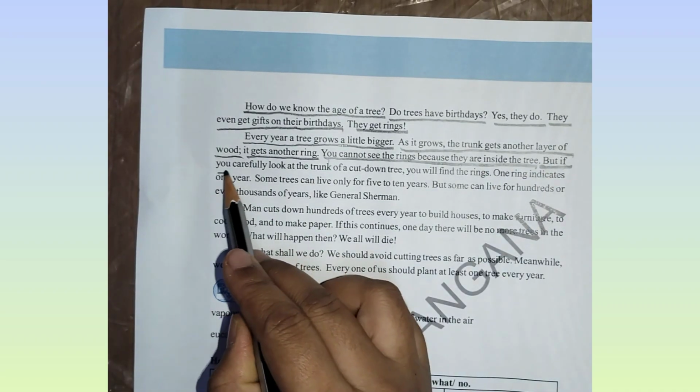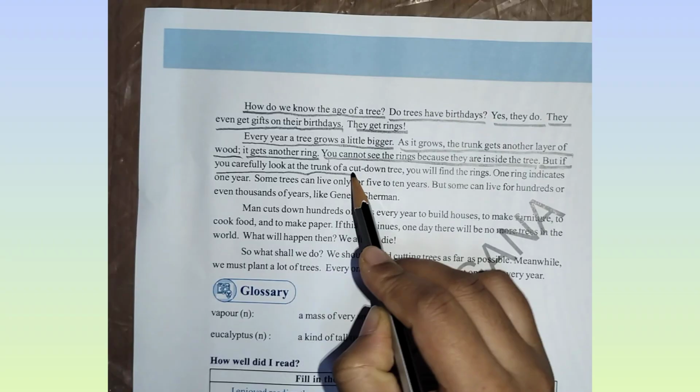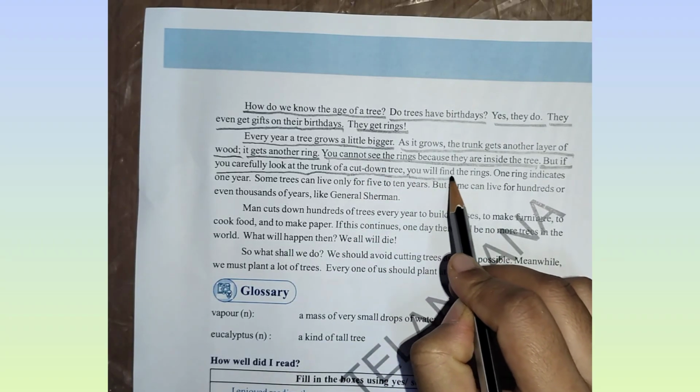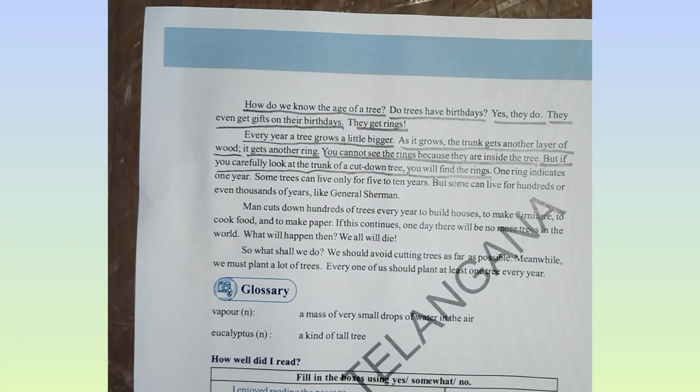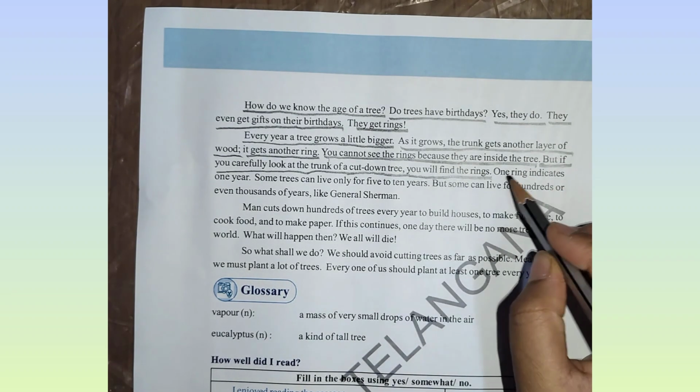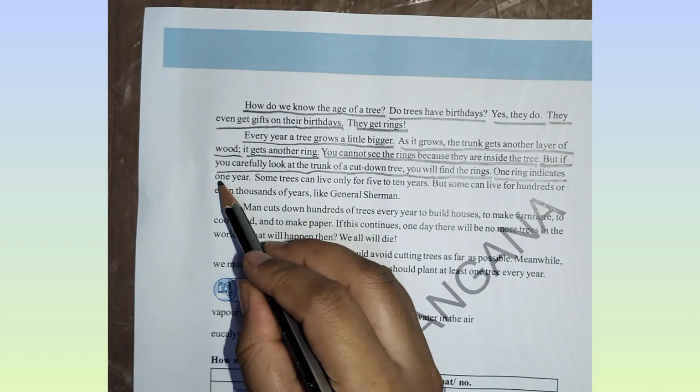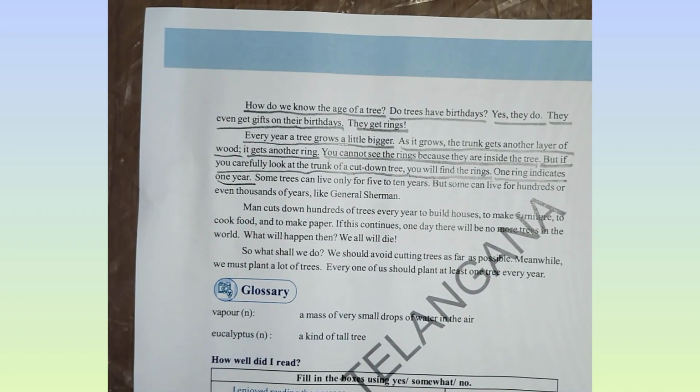But if you carefully look at the trunk after cutting down the tree, you will find the rings. After cutting the tree, if you look at the cross-section near the root level, you can see the rings of the tree. One ring indicates one year. If the tree has only one ring, it is one year old. If there is more than one ring, you can count them and know the age of the tree.